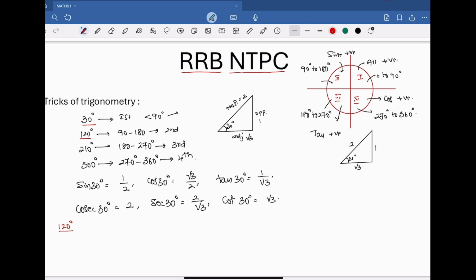For 120 degrees, it is in the second quadrant, sine is positive. Sine 120 degrees is equal to, sine is positive. Now how to find? Let us draw the circle, a bigger circle like this, because we are only dealing with the angles.